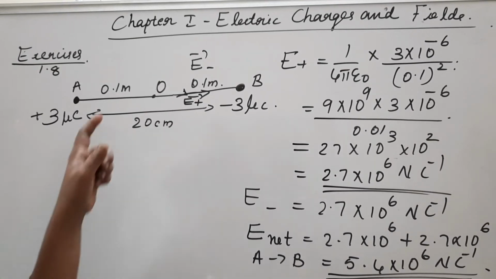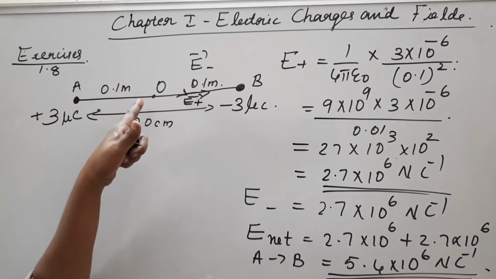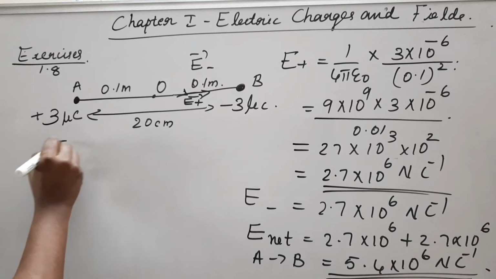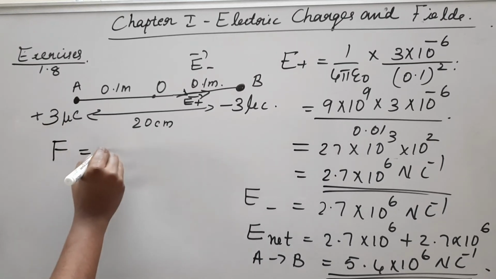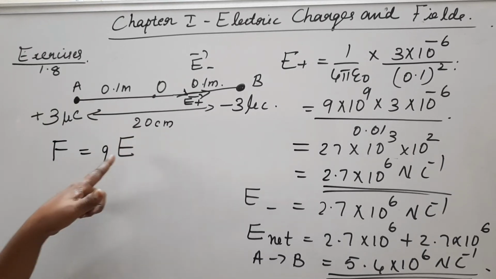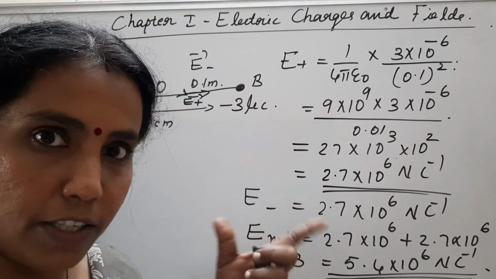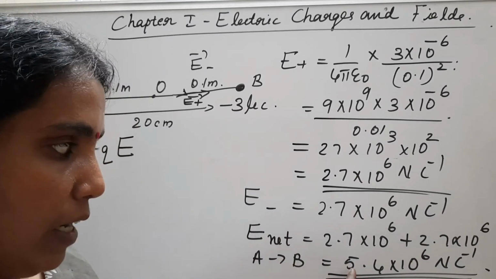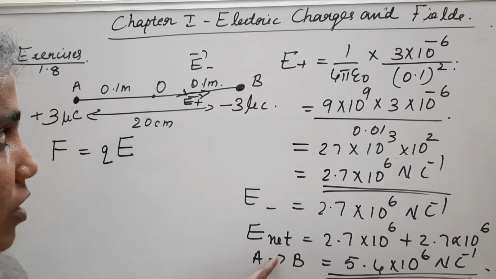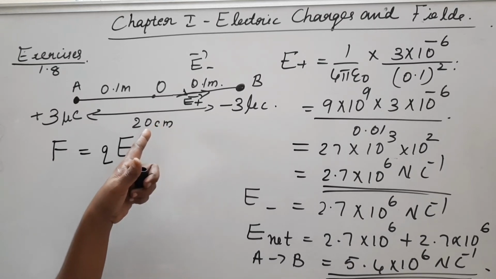Now coming to the second part, at the point O, one charge is kept, which is 1.5 into 10 raised to minus 9 coulomb. So what is the force experienced by that charge? That's what we need to find. From the previous session, we have the force experienced by a charge which is kept in an external electric field E is F is equal to QE. So in order to find the force, we need to multiply the charge with the net electric field. Net electric field is 5.4 into 10 raised to 6 Newton per coulomb, and its direction is from A to B.